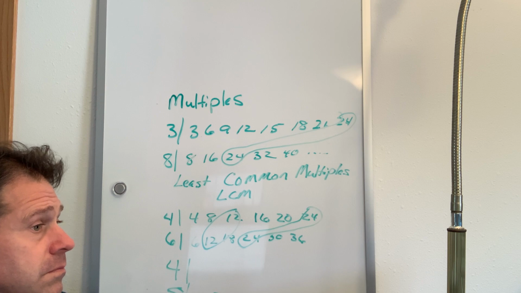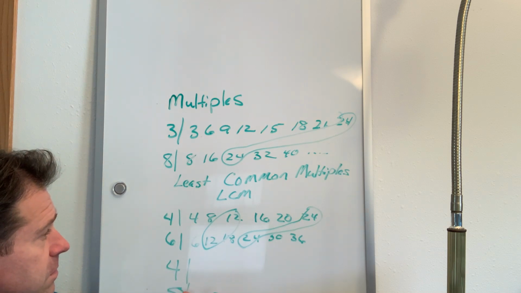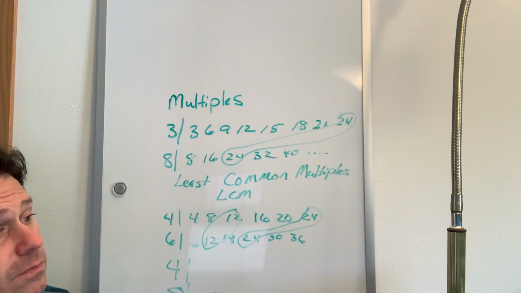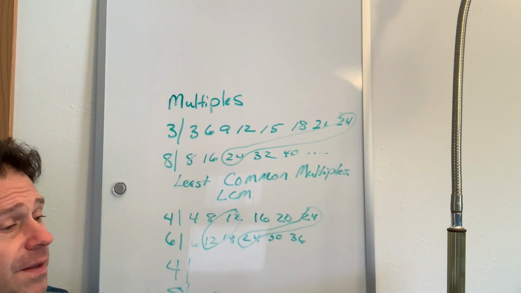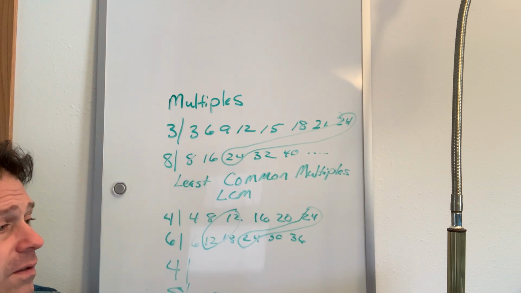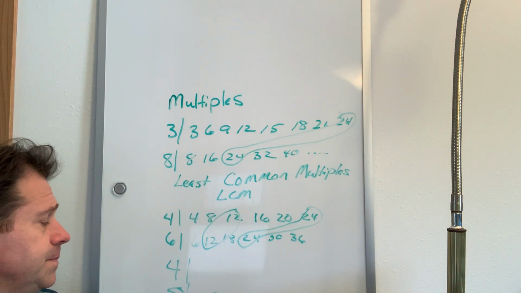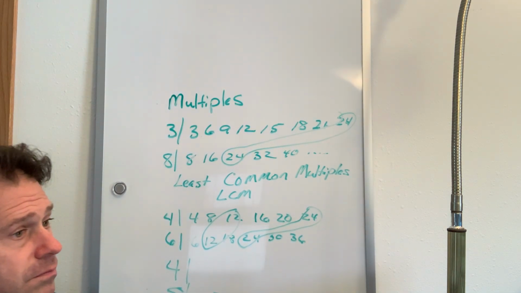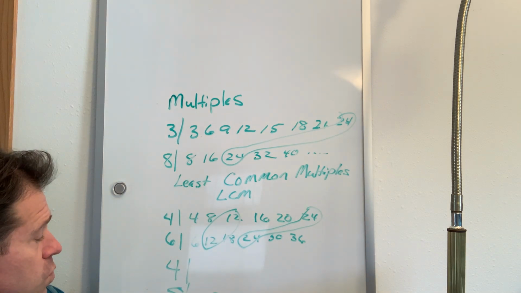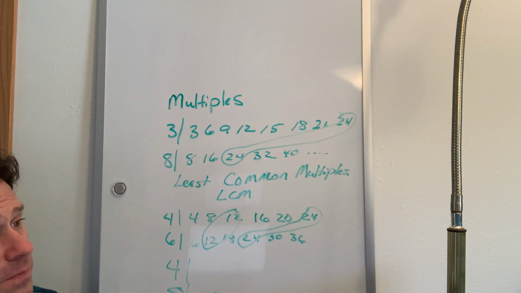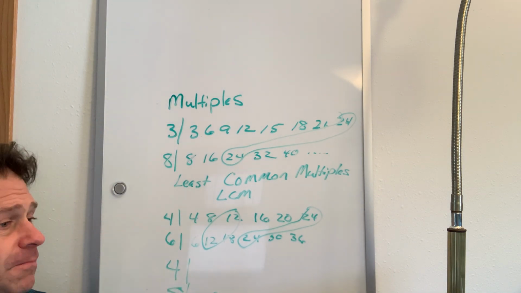If I tell you the first common multiple for 4 and 5 is 20, what's the next one? Is it 40? It is 40. And then the one after that? I said the first one they have in common is 20, the second one's 40. Okay, so that would be 60. Very good. It just adds up by 20 each time.